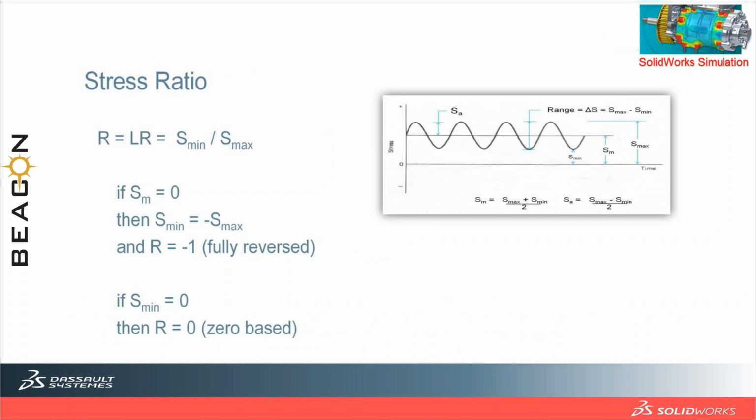Whenever you come across fatigue analysis, you will also see the stress ratio mentioned in fatigue literature. It is the ratio of S min by S max, and here it is equivalent to the loading ratio, which we call R. If you take a special case where the mean stress is 0, then S min equals minus S max, and the stress ratio will be -1. This is the fully reversed condition, and as you can imagine, the stress is fully reversed between the minimum and maximum.